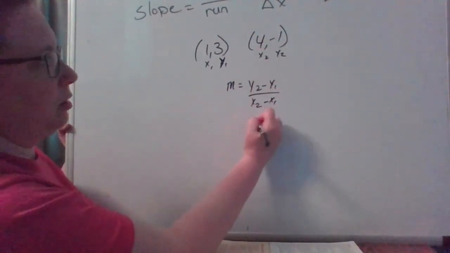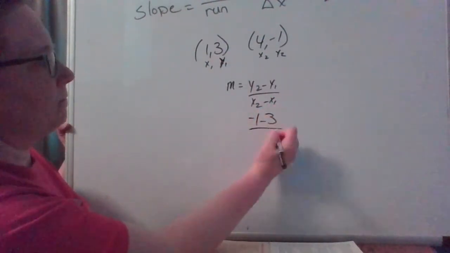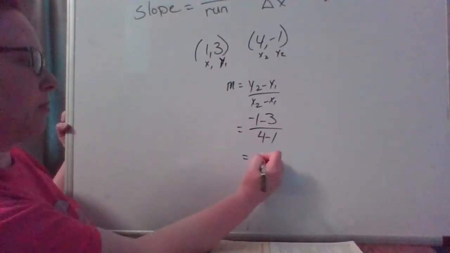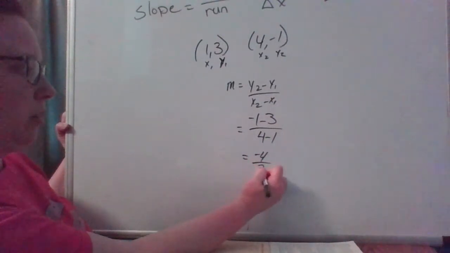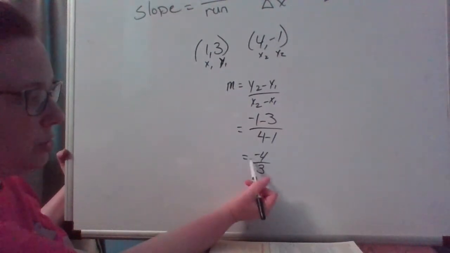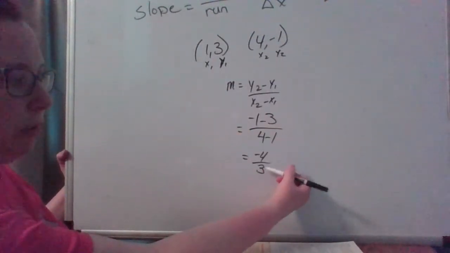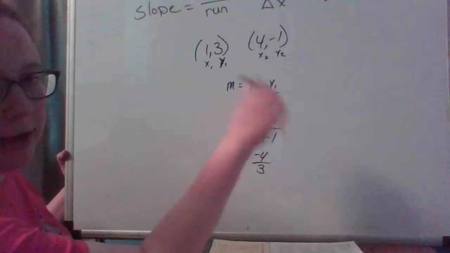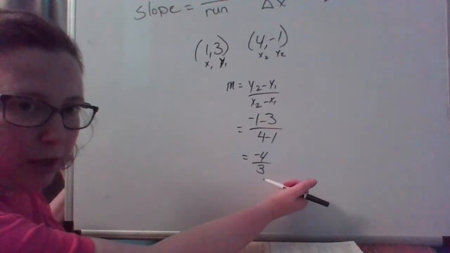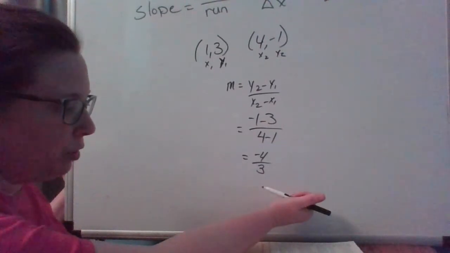plug in, so this would be -4 over 3. And you can just leave it improper like that. With slope, it's easier to understand that my change in y is -4. So I'm going down 4. And my change in my x is 3. So I'm going to go down 4 over 3. It's easier to see that if you leave it an improper fraction than if you would change it into a mixed number. So just leave that -4/3.